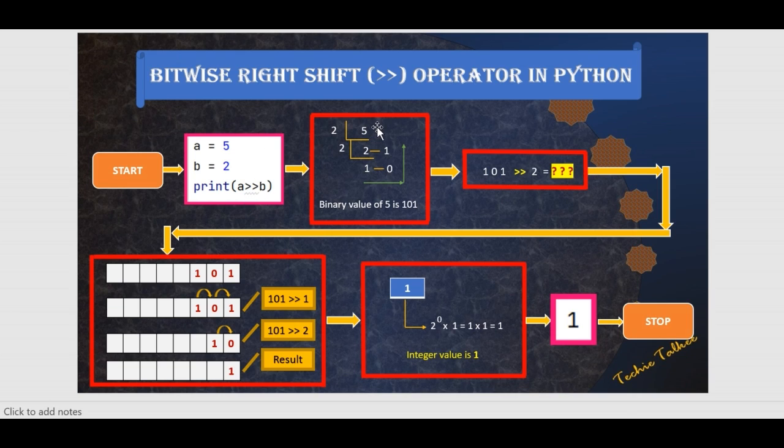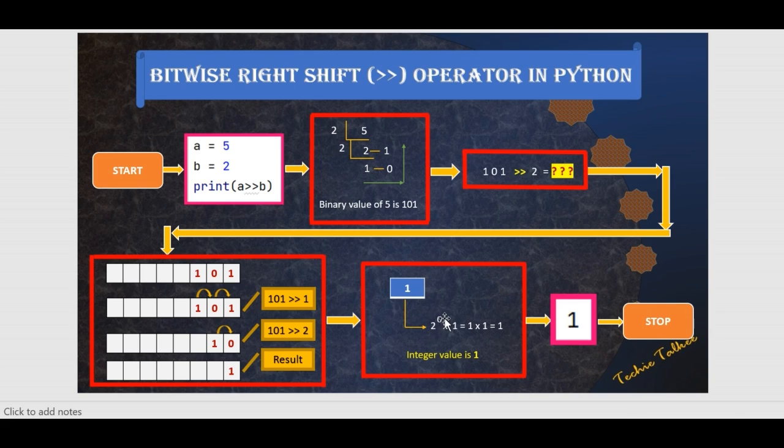For that, first I'm going to convert 5 to a binary value. The binary value of 5 is 101, and I'm going to do a right shift operation on this 101 by 2 places. So what will happen is I have this 101 here. If I move it to the right by one place, I'll get 10. Next, I'm moving this 10 to the right by one place where I'll get 1. Finally, we have the result, the binary value as 1, which we have to convert to an integer value.